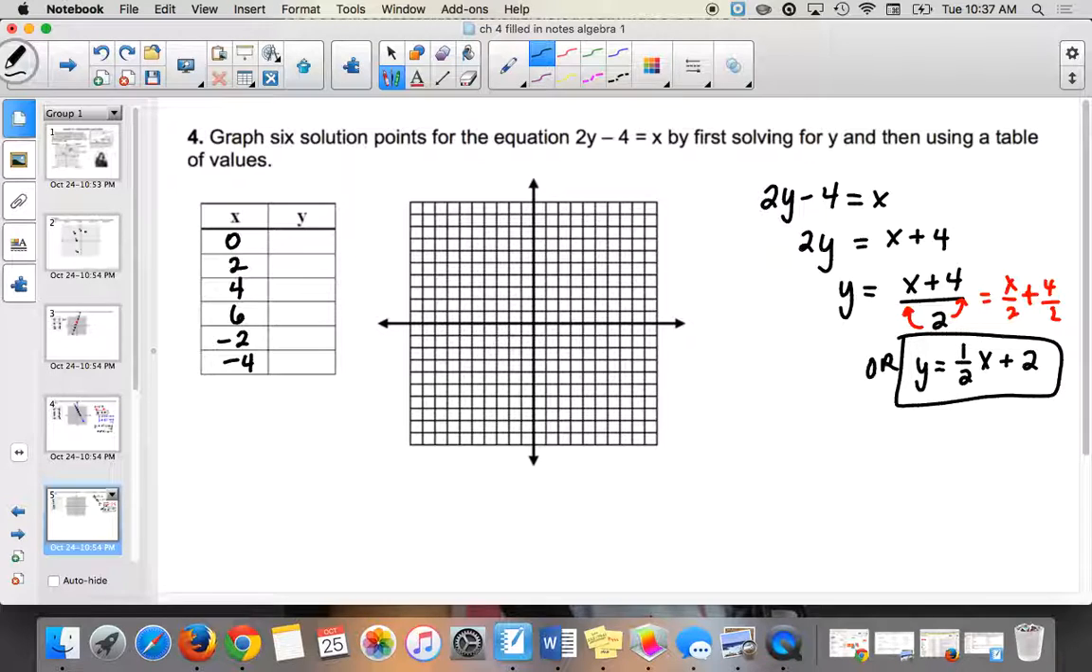All right, so see if you guys can get the right side of that t-table correct. So go ahead and plug in those numbers. Plug in 0, plug in 2, plug in 4, see what you get.